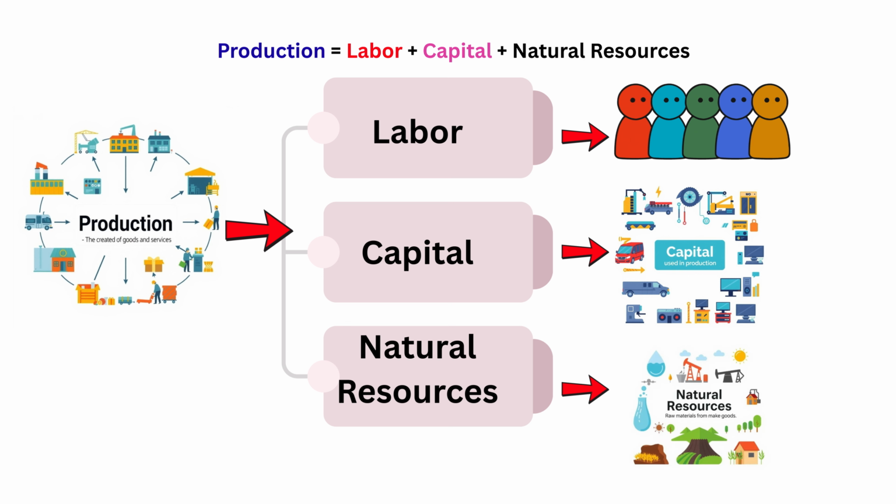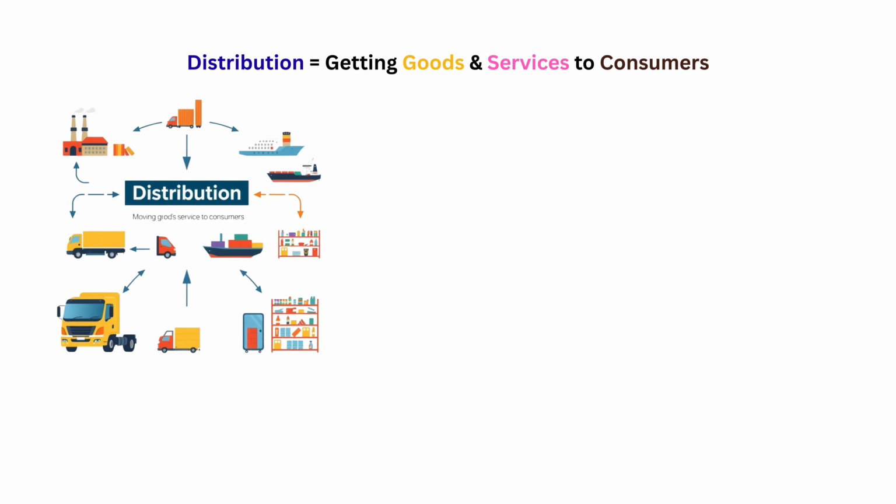Natural resources, the raw materials that come from the earth, like water, land, minerals, and oil, which are used to make goods. For example, oil is a natural resource used in energy production, while fertile land is used to grow crops. Distribution. Once goods and services are produced, they need to be distributed to consumers.